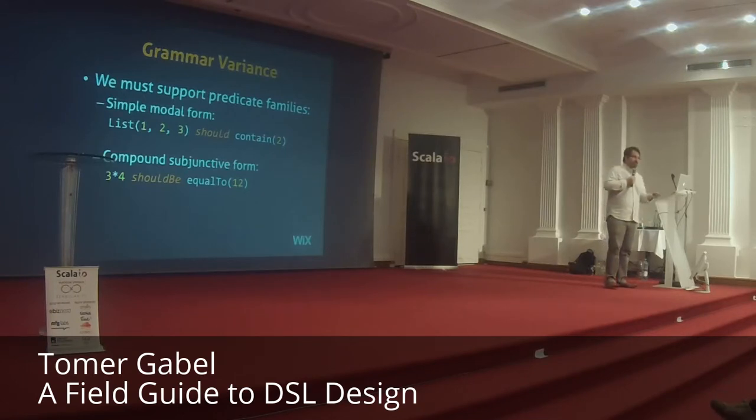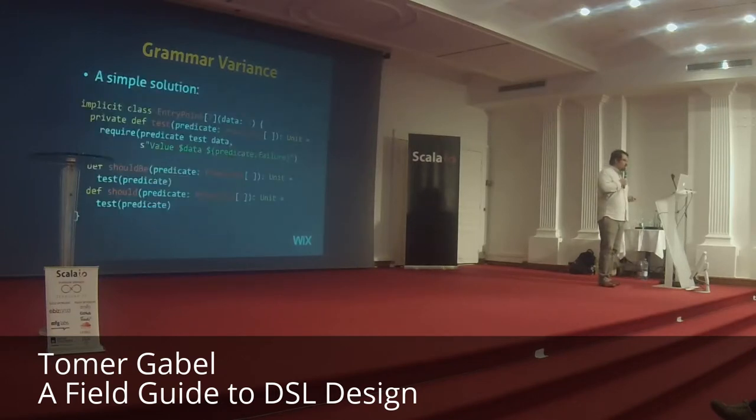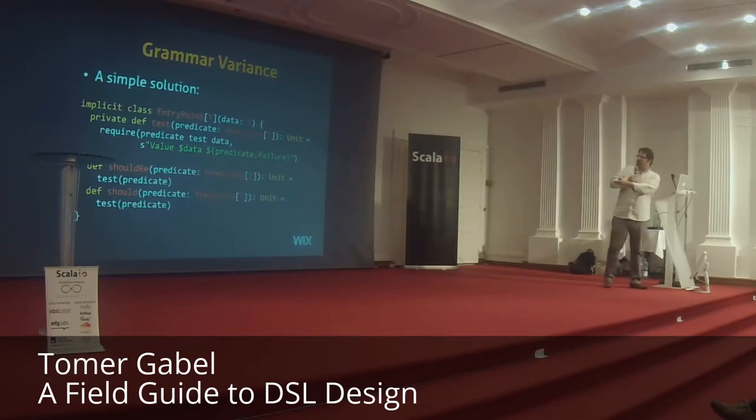Now, your domain-specific language is aimed to be readable. In this case, it's aimed to look kind of like English, or at least common sense, almost English-like expressions. So we need another verb, right? We need to add support for should alongside should be. A simple solution for this would be to take our entry point, split off the code that actually does the test, and just add the verb. We have should, which takes a predicate, and should be, which takes a predicate.